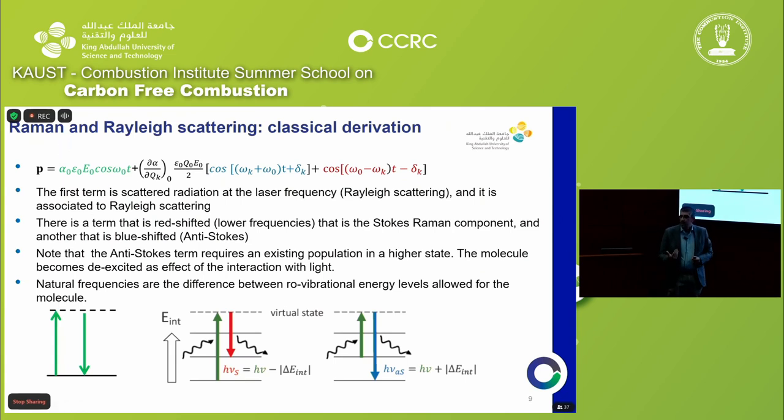What happens in the Raman process? Very few molecules, instead of going back to the original state, will go to an excited vibrational state. The difference in the energy between the final state and the ground state is what we call the Raman shift, omega k, expression here. So for each molecule, we'll have a shift that has to do with the specific spectroscopy of the individual molecule.